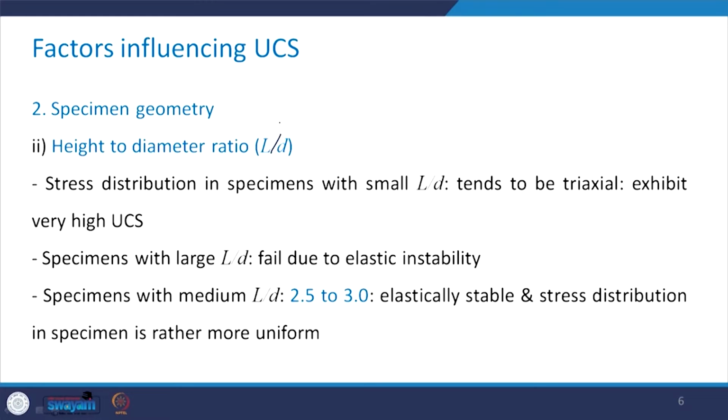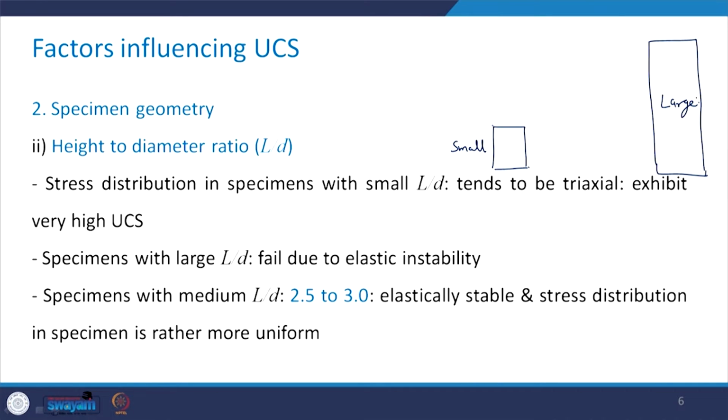The next one is the L by D ratio. Let us look at the stress distribution when you have a small L by D ratio. Let me try to draw it. Let us say you have one specimen here, and somewhere here you have another specimen. Here this L by D is small, and this is your large L by D. I will come to the in-between case a little later.